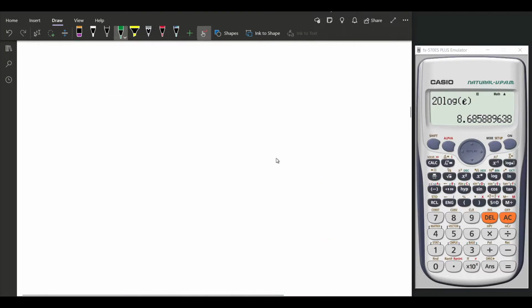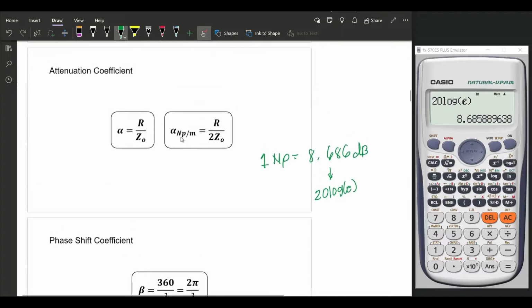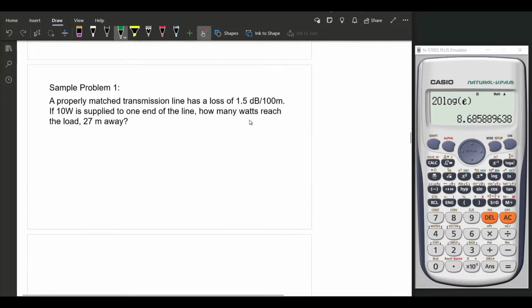So remember kanina, yung attenuation coefficient. Pwede siyang naka-express in nepers per meter, pwede siyang dB per kilometer, or dB per 100 meters, kagaya nandito. So dito papakita ko sa inyo paano i-solve yung mga attenuation problem. So this is an attenuation problem. Attenuation is always present sa cables and other transmission media.